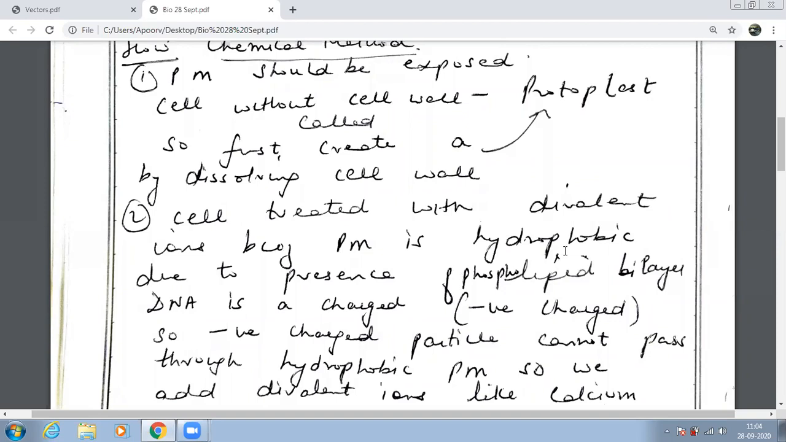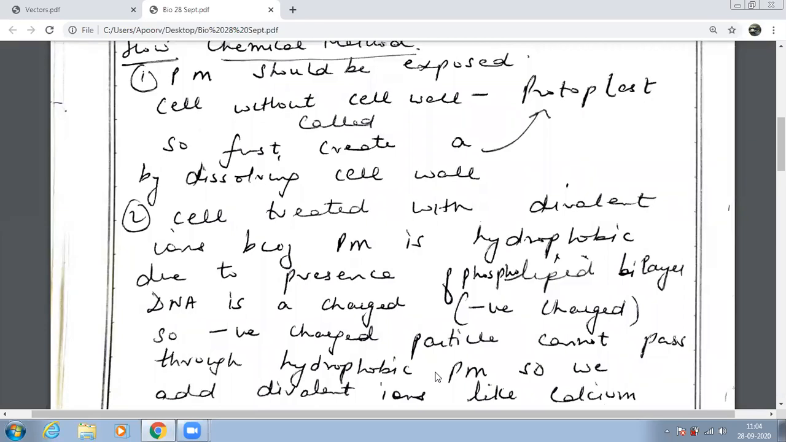Now where does the problem come? The plasma membrane is hydrophobic. It will not let any charged particle go inside. Because its nature is hydrophobic. And DNA has a charge. DNA has a negative charge. So the problem is that a negatively charged particle cannot pass through the hydrophobic plasma membrane. We cannot allow the DNA to directly enter the plasma membrane.